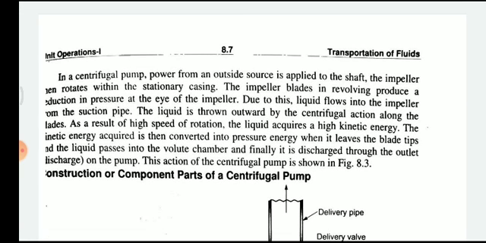In the centrifugal pump, power from an outside source is applied to the shaft. An impeller rotates within a stationary casing, and the impeller blades, in revolving, produce a reduction in pressure at the eye of the impeller. Due to this, liquid flows into the impeller from the suction pipe, and the liquid is thrown out by the centrifugal action along the blades.